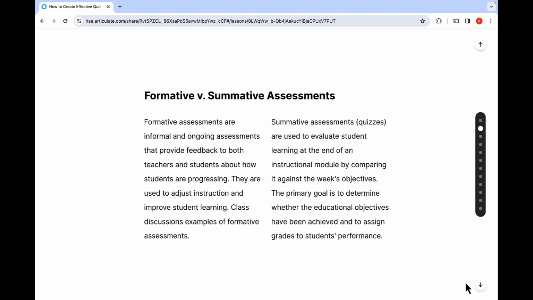Summative assessments, such as quizzes, are used to evaluate student learning at the end of an instructional module by comparing it against the week's objectives. The primary goal is to determine whether the educational objectives have been achieved and to assign grades to students' performance. They evaluate student learning against a set of standards or objectives and provide a summary of the student's performance.